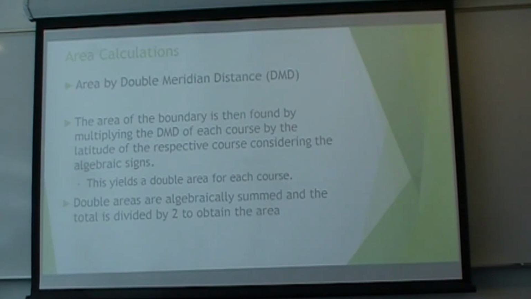All right, so the area is found by first getting your DMD values of each course, and you're going to multiply those by your latitudes for each course. And you have to consider the algebraic sign. So if you have a negative latitude and a negative DMD, then you're going to get a positive value for your what's called double area. And once you get that, you're going to add those double areas together algebraically and divide that by 2, and that'll be your total area at the end.